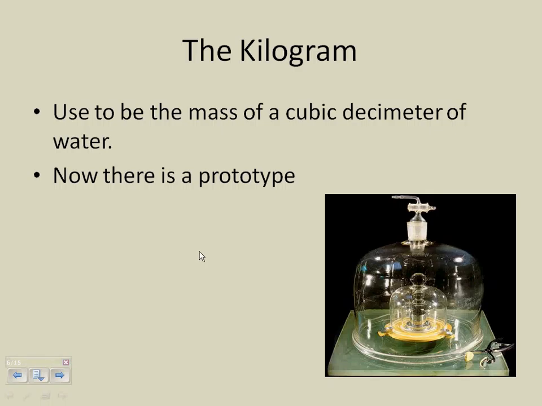So the kilogram used to be defined as the mass of a cubic decimeter of water. But now they've made a prototype, and there are special places, like in the United States, our standards of weights and measures, and they transport their prototype for the U.S. and compare it to the one that's kept in Paris to see how closely they match and make any adjustments.